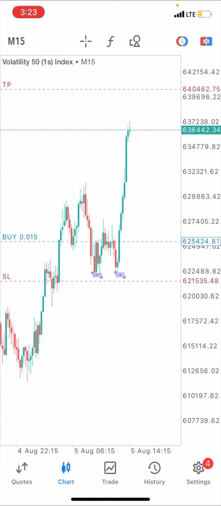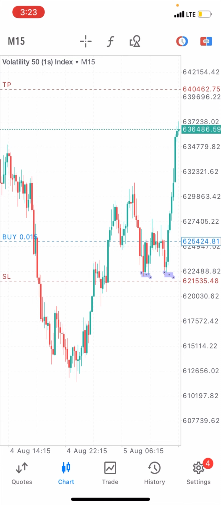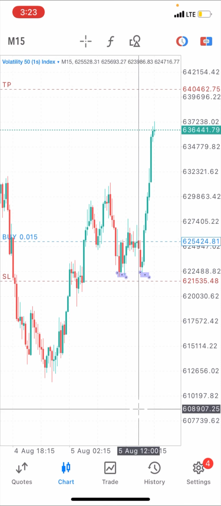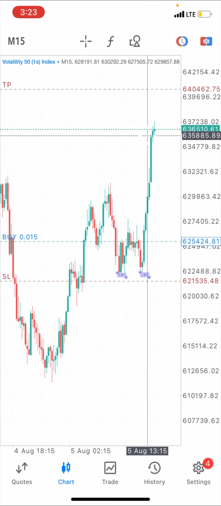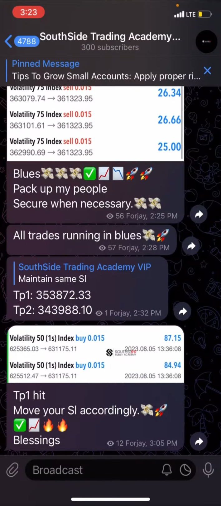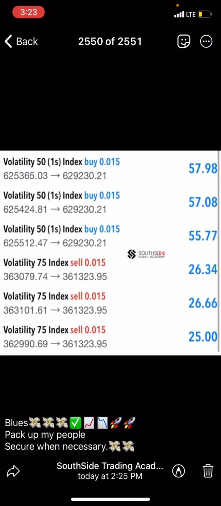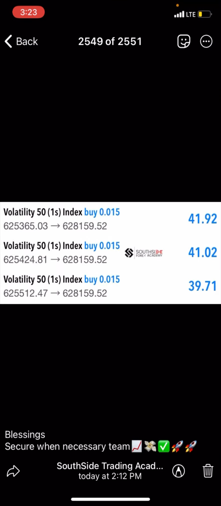This trade is running on a very good profit right now. You can see this is our target. This is our second target. Actually, we have already smashed the first target. You can see here where I announced to my people that we just hit the first target. We banked this already. We've made a lot of profits today already, and we always do, guys.